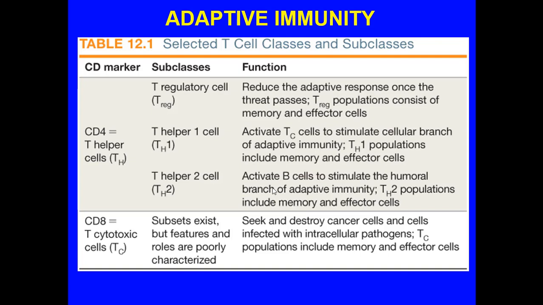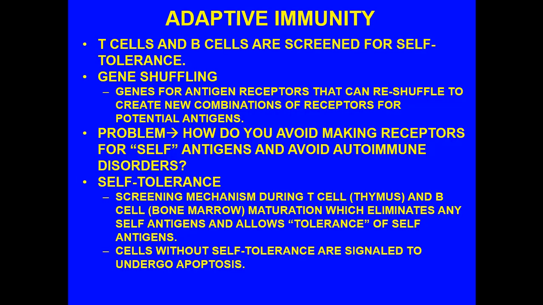There are subsets, but the features and roles are poorly characterized. They're still working on research into that. The interesting thing is that T cytotoxic will destroy cancer cells and cells infected with intracellular pathogens. This includes, of course, viral infections too. And the T cytotoxic populations include memory and effector cells, as all the other ones do.